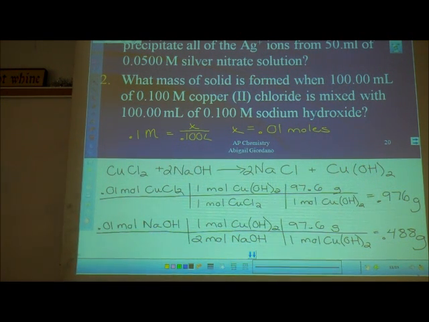What is the answer to this problem? Why is it 0.488? Okay. The smaller answer is your answer because it came from our limiting reactant. Okay. So that is the answer to the question. All right? 0.488 grams. Questions on that before we move on? Okay?